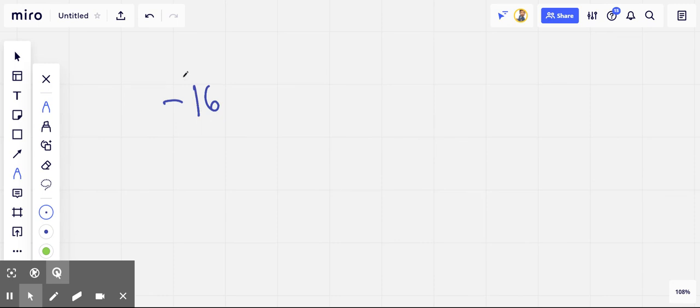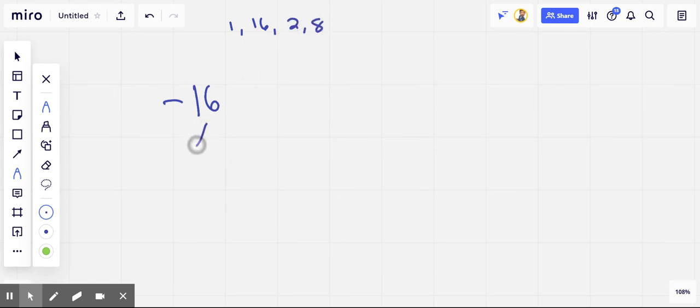Okay, let's do one more. Let's do negative 16. Let's think of the factors of 16. We have 1 and 16, 2 and 8. Let's break this out. Let's do 2 and 8. We could also do 4 and 4, but let's stick with 2 and 8 because 2 is already a prime number, so I'm just going to drop it down here. And then let's break out 8.